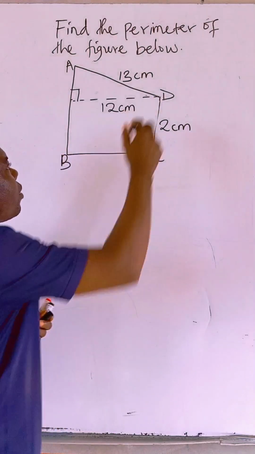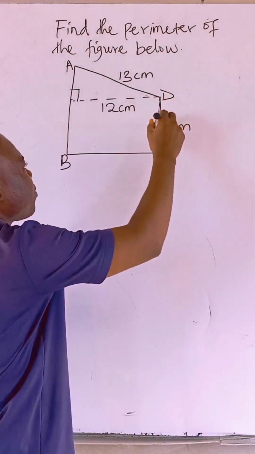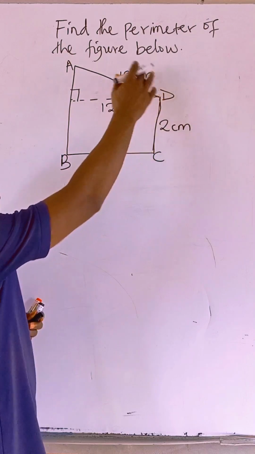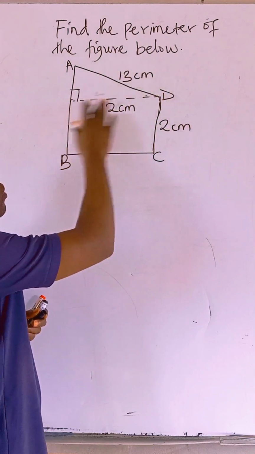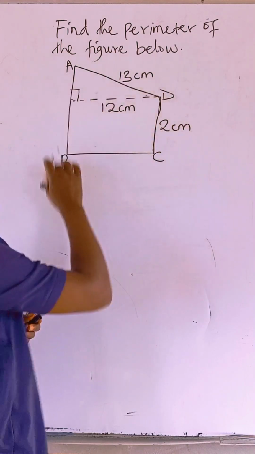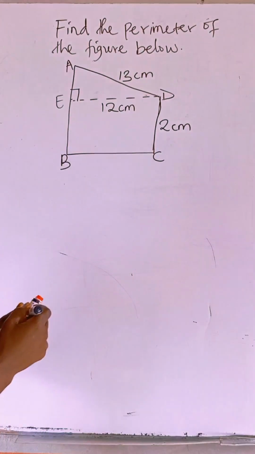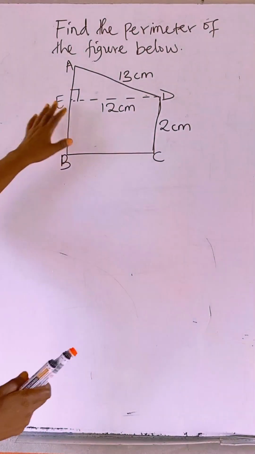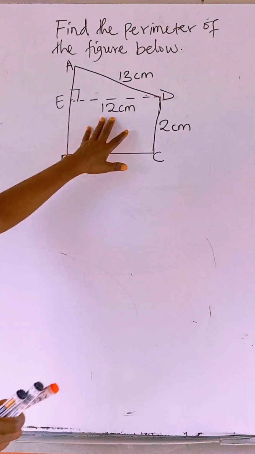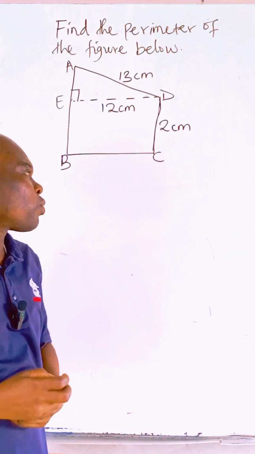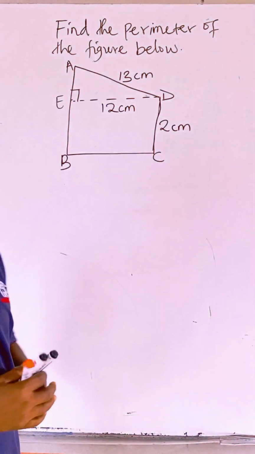We have CD to be 2 cm, and we have AD to be 13 cm, and from here to here, we can call here A, B, C, D. We can call here E. Okay, we have DE to be 12 cm, and we are told to find the perimeter of the diagram.